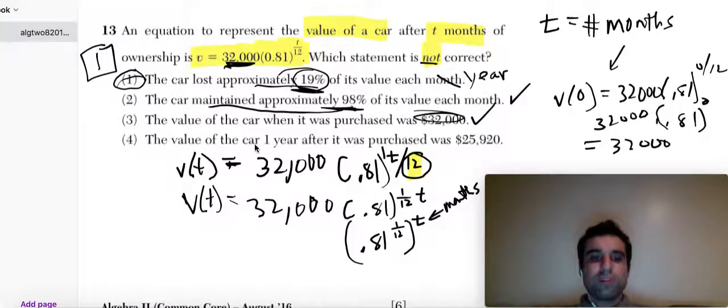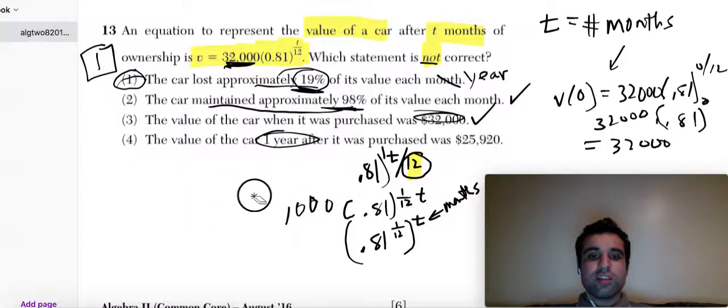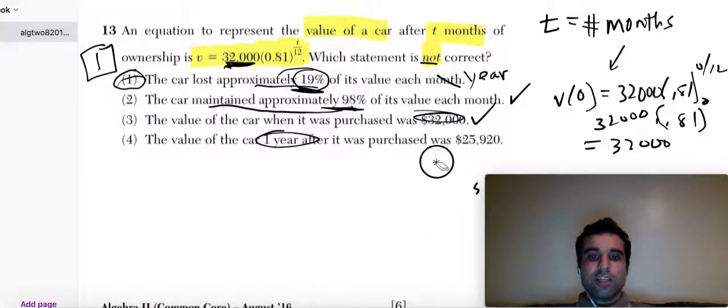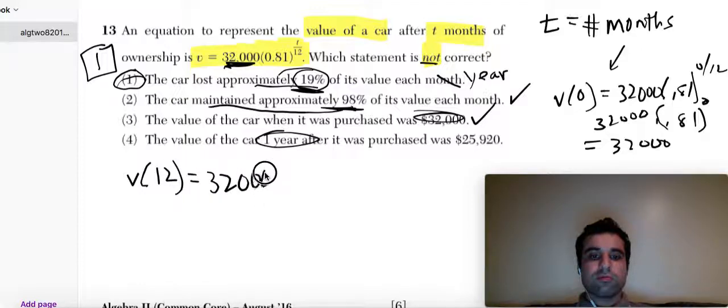So that's true. The value of the car after 1 year: remember, t is months, so that means after 12 months, V of 12 was $25,920. All I need to do is substitute 12 for t, so V of 12 is equal to 32,000 times 0.81 to the 12 over 12. Guys, look at what happens here.